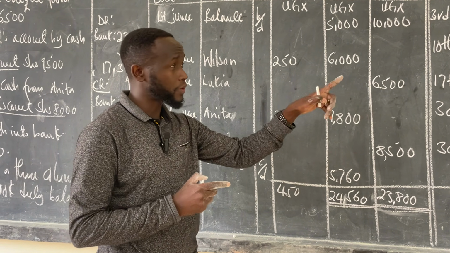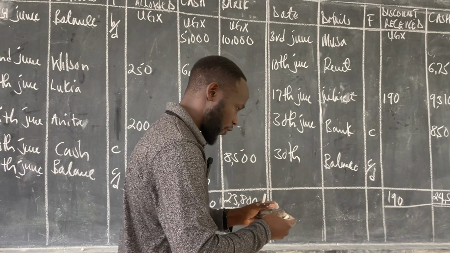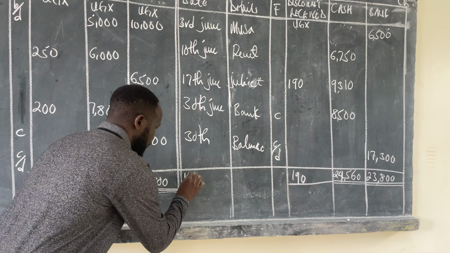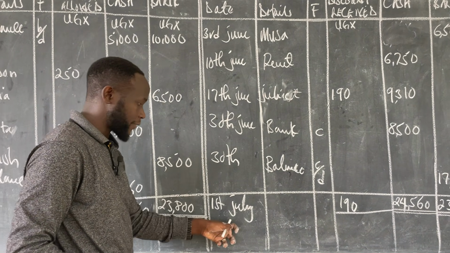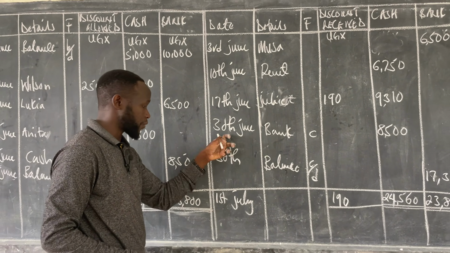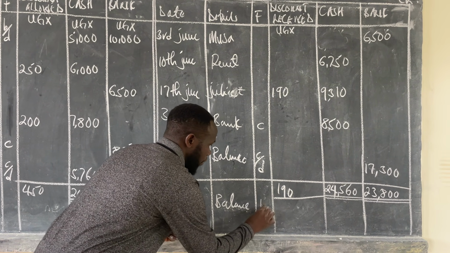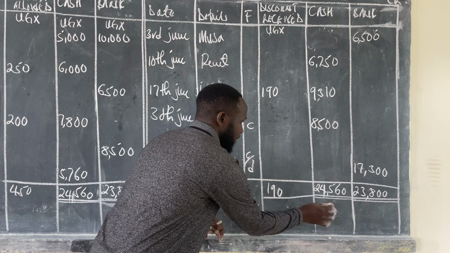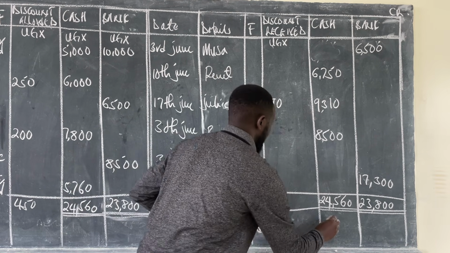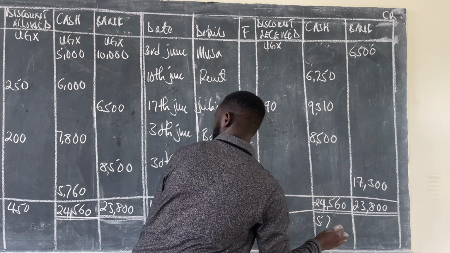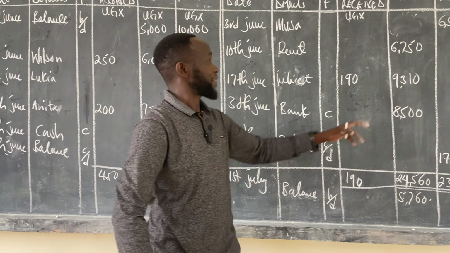So what you do, you go to the credit side, since they had a bigger figure, then you say, on the first date of the following month, which is now the 1st of July. If this was July, we would write 1st August. If it was August, we would write 1st September. You call the amount balance brought down, you put it under the total of the cash, which is what was carried down? 5,760.